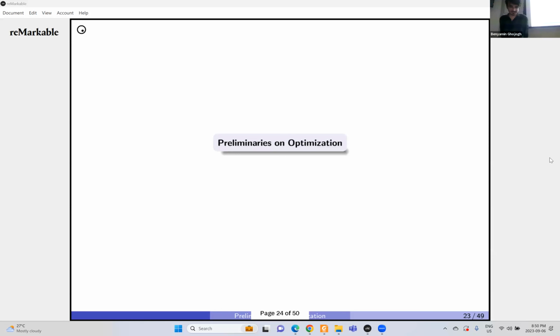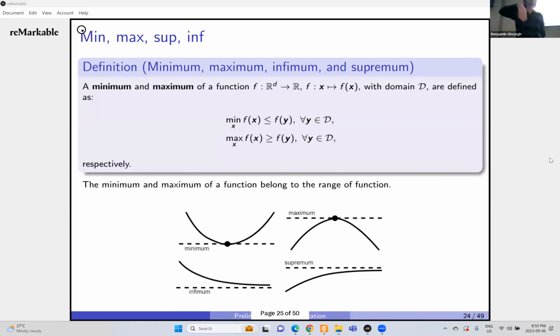Okay. Now I think the cooler parts. These are more cool. So, preliminaries on optimization. We have minimum, maximum, infimum, supremum. I think you have heard of this a lot, right? Let's define them once and for all.